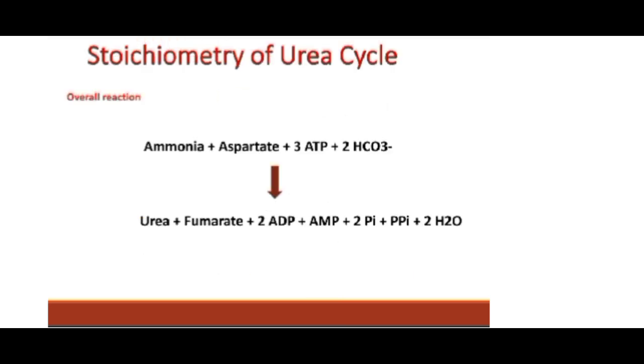And finally, we'll look at the stoichiometry of the urea cycle. So what are the reactants and the products produced in the entire cycle? First of all, our reactant was ammonia that was combining with carbon dioxide. Here, the source of carbon dioxide is bicarbonate ions, and it is going to produce urea. And then we have aspartate also, which combines with certain products to produce fumarate. And then we have three ATPs because they were utilized and converted into two ADPs. Along with that, we have adenosine monophosphate, some inorganic phosphates, and water.